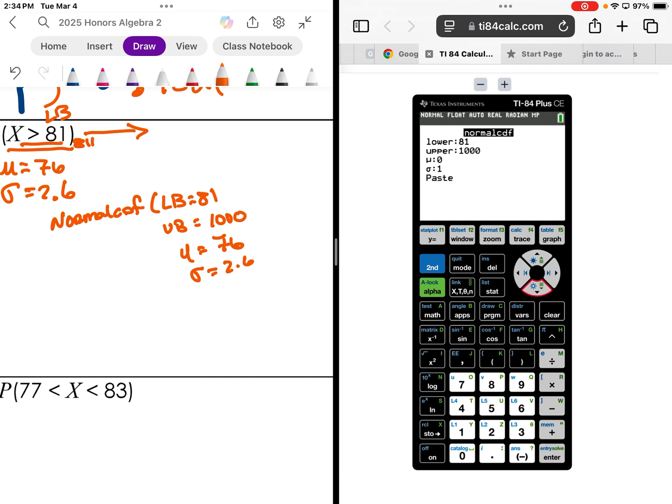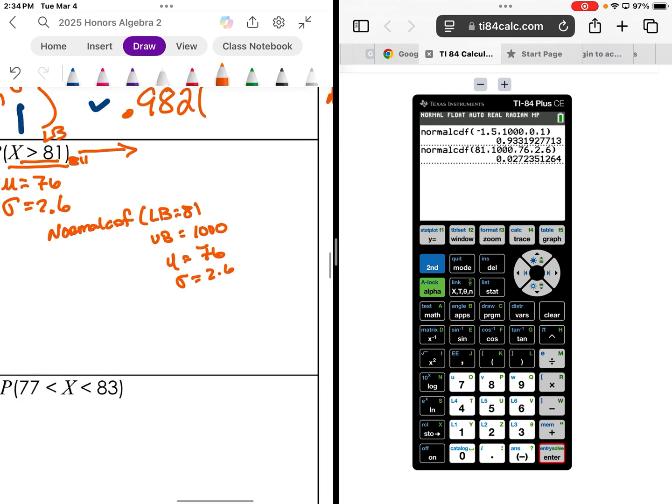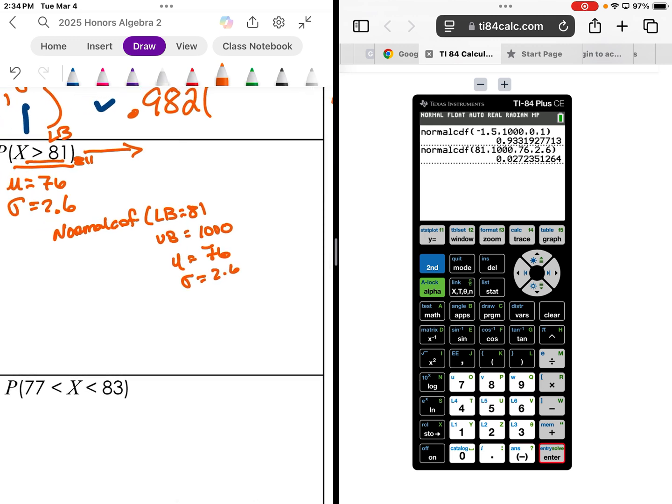All right, so my lower bound is 81. My upper bound is 1,000, then 76, and then 2.6. So the probability that I hit it greater than 81 is 0.0272. So there's a 2.72% chance that I hit it more than 81 yards. Based on the mean being 76 with a standard deviation of 2.6, there's only a 2% chance, almost 3% chance of that happening.